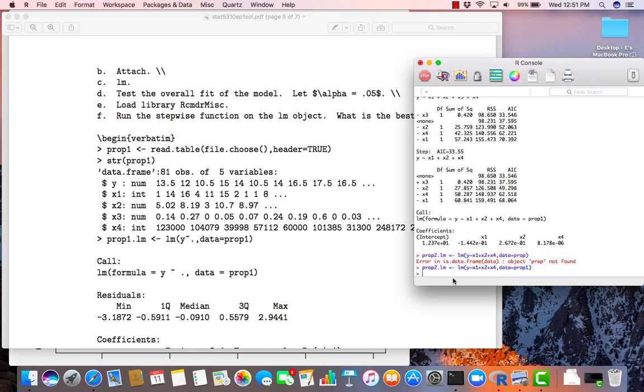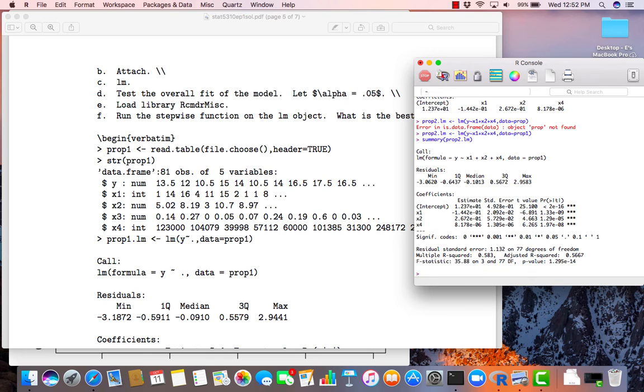Okay, and if you look at the summary, okay, so the r squared is almost identical. The p-value is almost identical. And all of the variables are significant. So we are happy pups. Okay, good. All right, hope this helps.